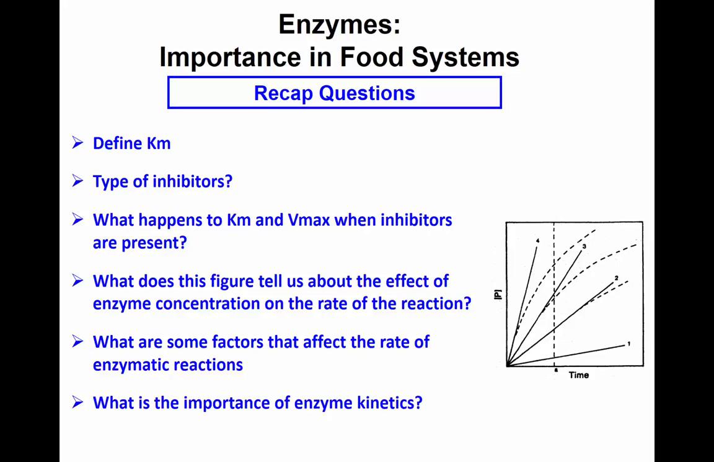What is the case for non-competitive inhibition? When the enzyme configuration is changed once the inhibitor is bound, the affinity is not impacted, but the rate is impacted. So Vmax becomes lower, and then Km stays the same. Okay, and in case of uncompetitive inhibition, you have a parallel slope in the Lineweaver-Burk plot. That means Km increases and Vmax decreases. You just shift upwards.